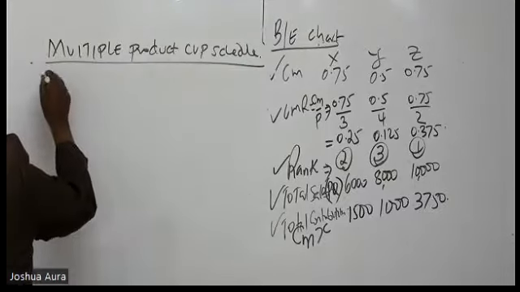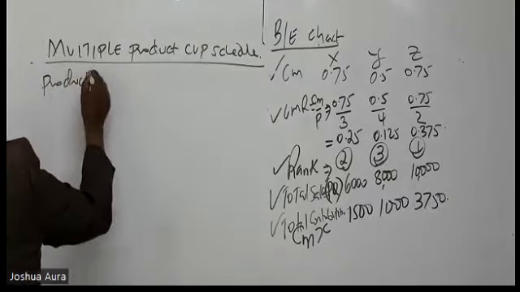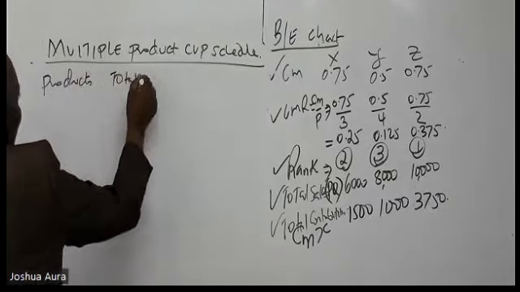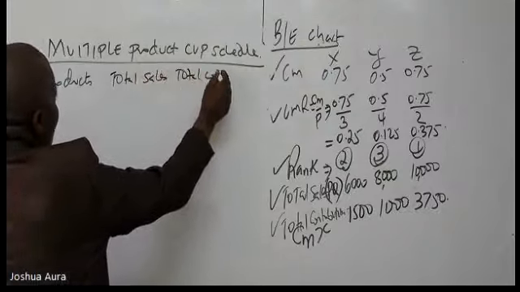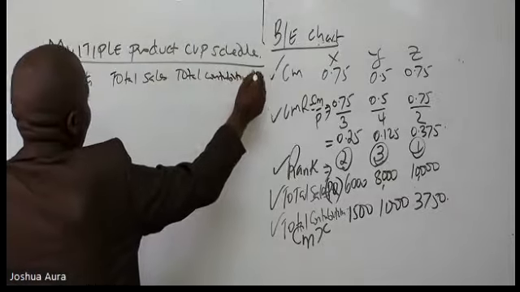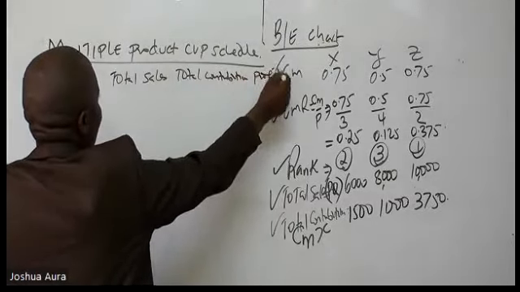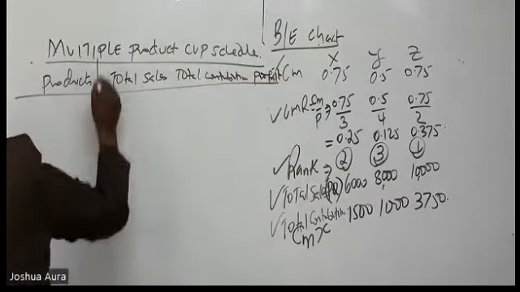So we start with the products here. Then we have the total sales. Then we have the total contribution. And then the last one is the profit. Please draw something like this.